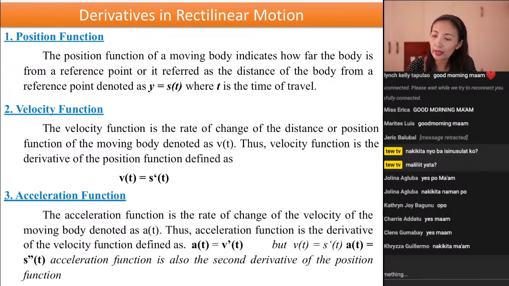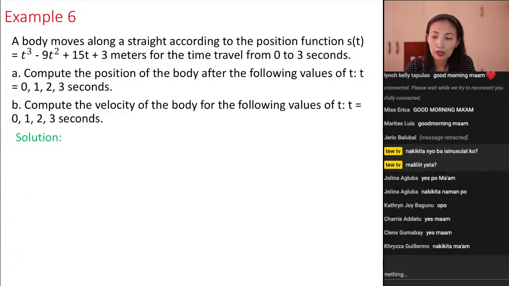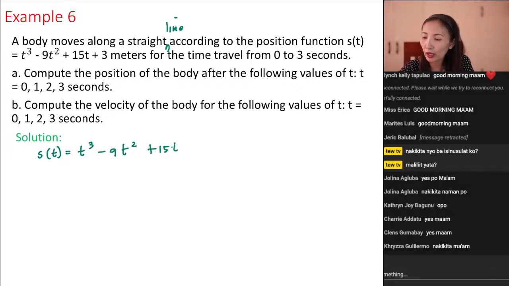Now let's look into example number 6. The function s of t is given. It's always like this anyway. A body moves along a straight line, according to the position function s of t. Let me copy now. Our position function s of t is equal to t cubed minus 9t squared plus 15t plus 3, for the time travel 0 to 3 seconds.